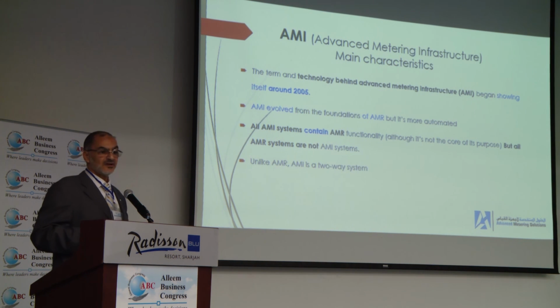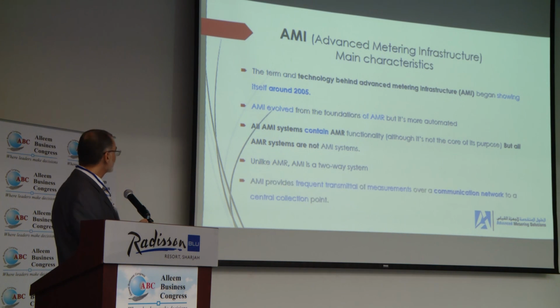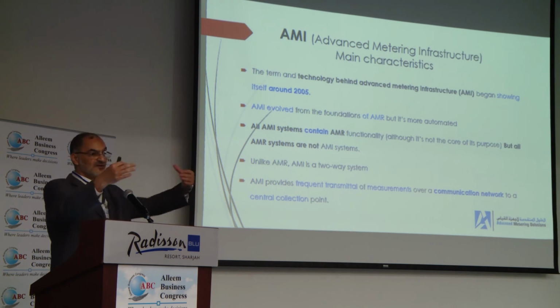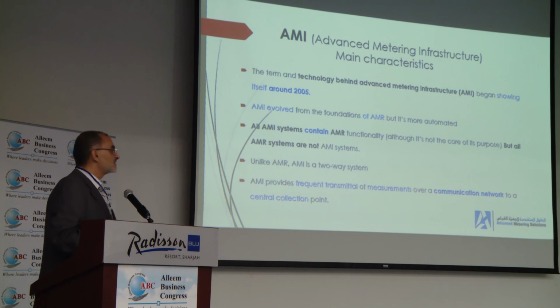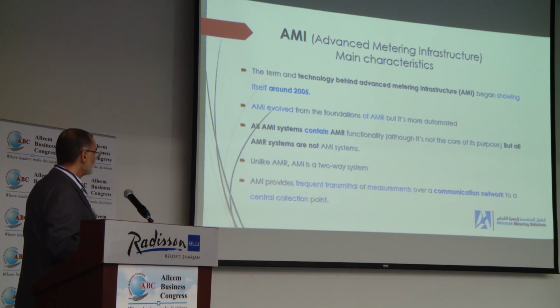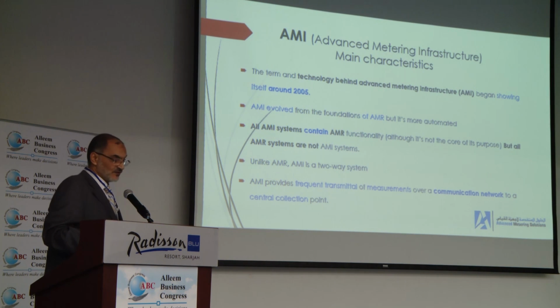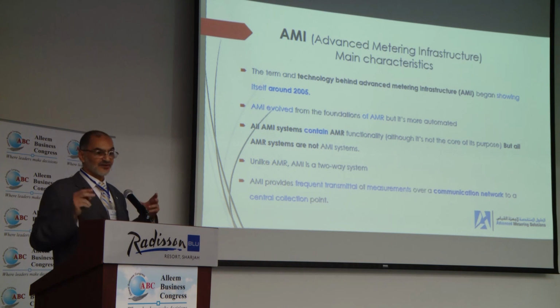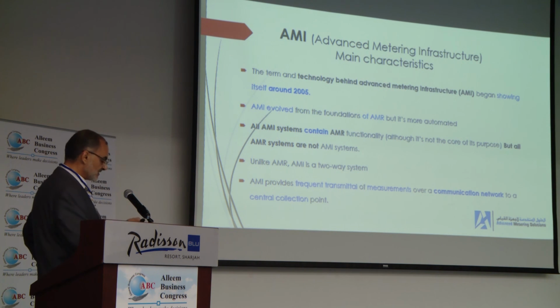Unlike AMR, AMI is a two-way system that supports communication with the meter in two ways, sending messages and receiving input from the smart meters. It's very important to note that AMI is based on the availability of a communication network where the meter data will be transmitted to a center collection point.